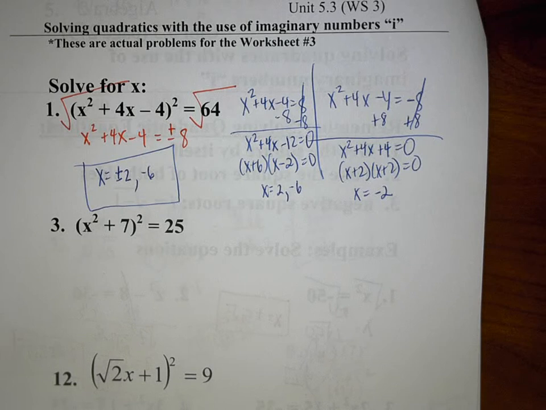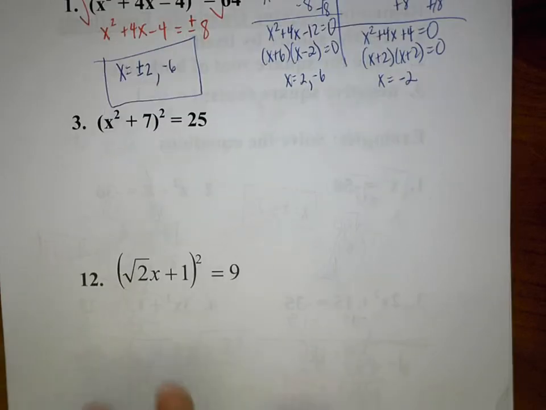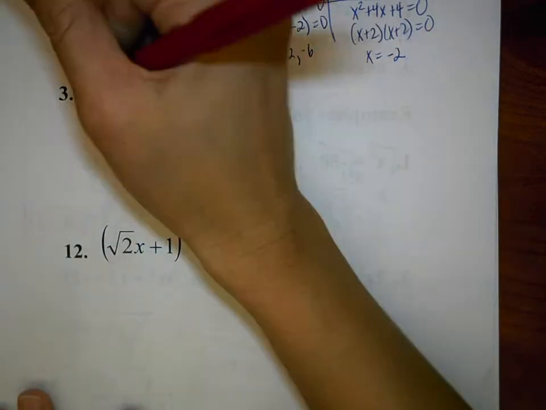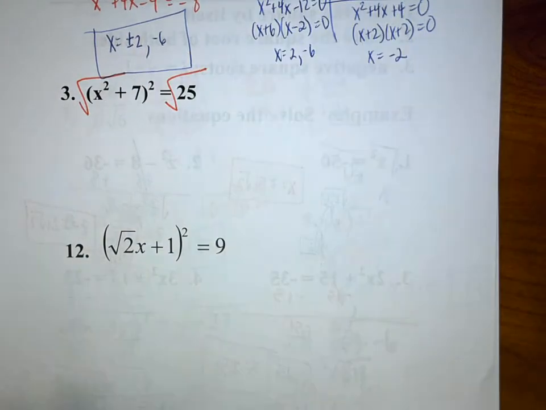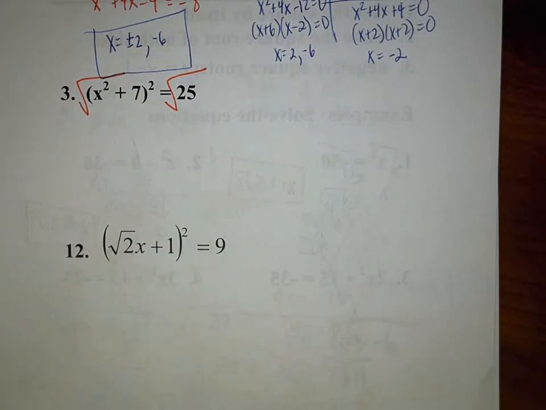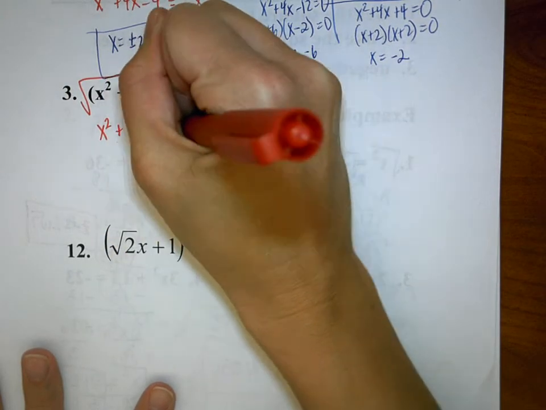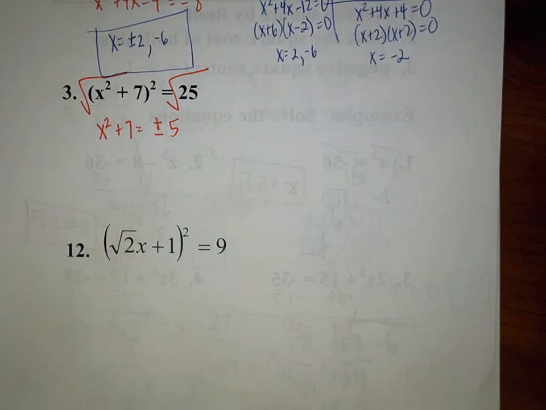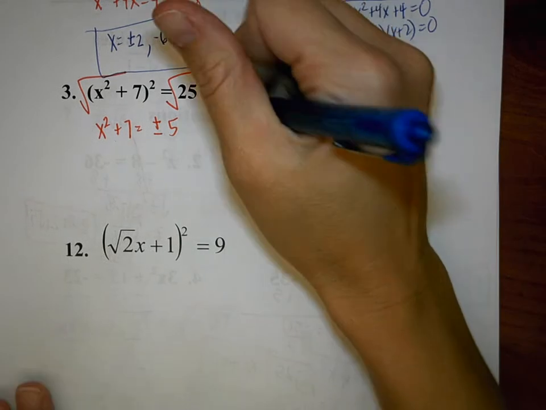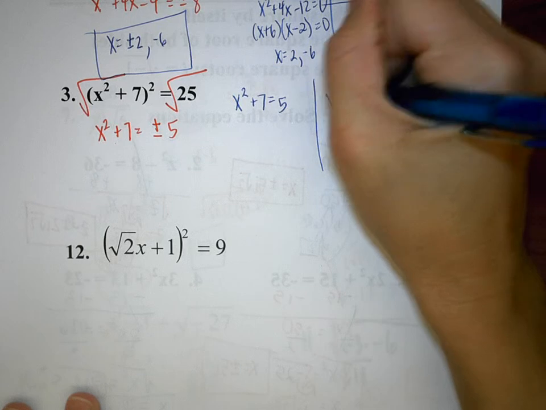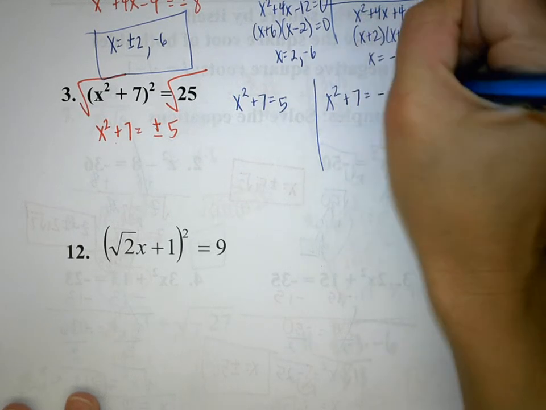Okay, questions so far? All right, example 3. Is my square by itself? So what do I do? Good, take the square root of both sides. Okay, when I do that, what do I end up with? Good. x squared plus 7 equals plus or minus 5. What will I do now? Very good. Two equations. x squared plus 7 equals 5, and x squared plus 7 equals negative 5.